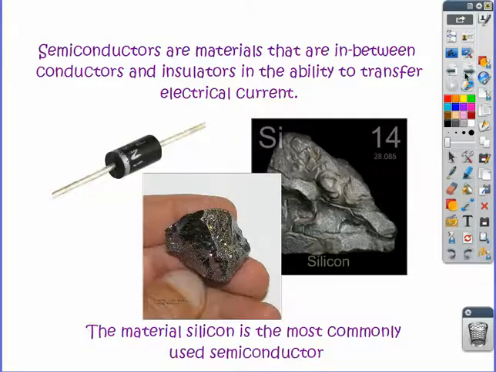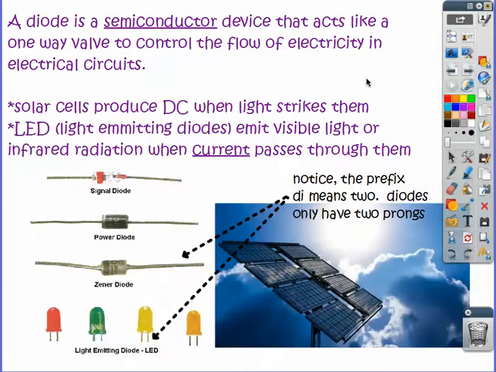Now, there are devices called semiconductors, and these kind of lay right between a conductor and an insulator. They can conduct electricity, but there's some limitations, either in how quickly they can conduct it, or the directions in which they can conduct it, or what they do. Most of the semiconductors that we use are made of the element silicon. So we have a couple that we need to be familiar with.